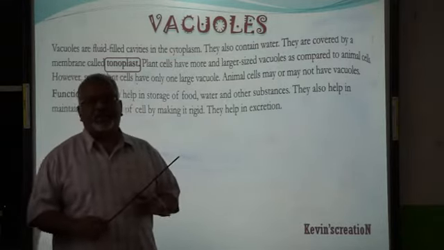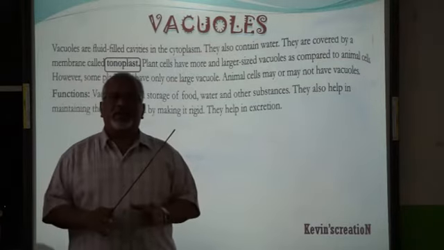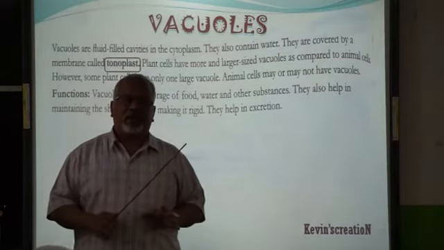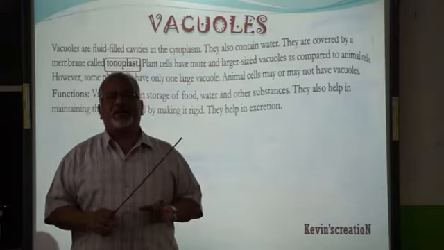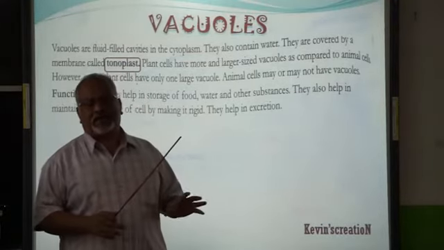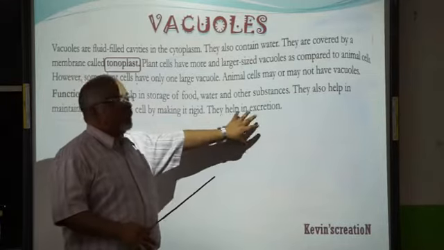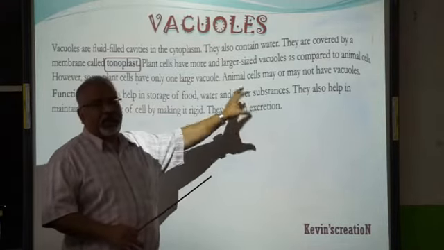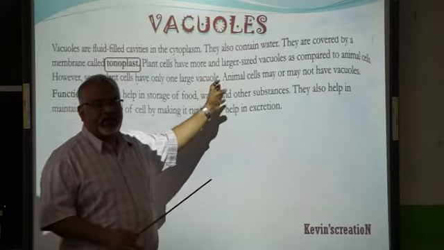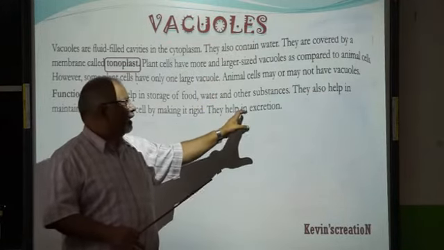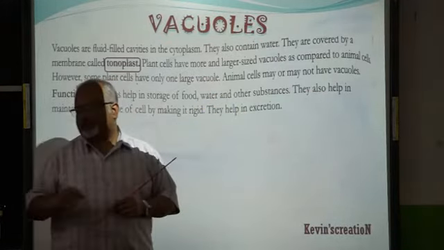In the plant cell, a larger portion is occupied by the vacuole, and that's how it helps in giving the plant cell its shape. They also help in excretion. They may have waste products, and that's how they help in excretion.